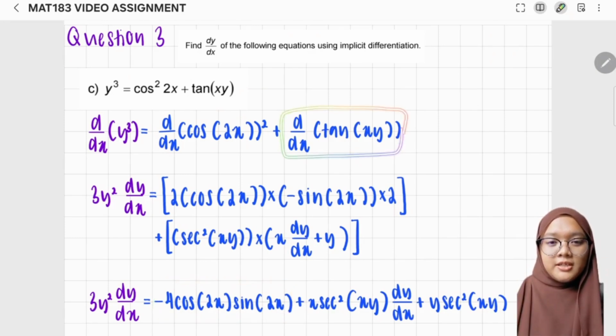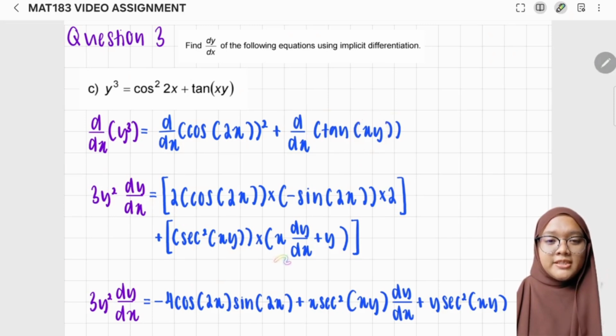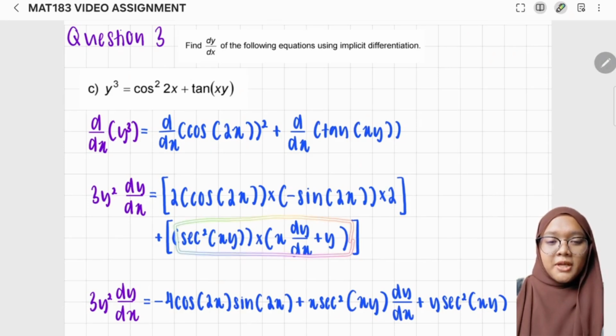For tangent of xy, the derivative of tangent is secant squared of xy. Then we apply the product rule to the inner function xy, giving us x dy/dx plus y. This simplifies to secant squared of xy multiplied by (x dy/dx plus y).